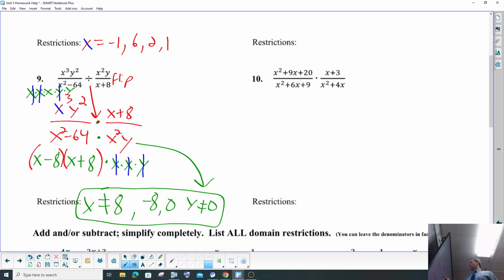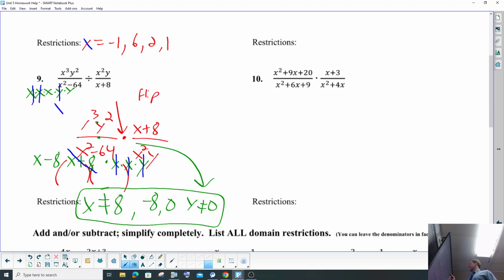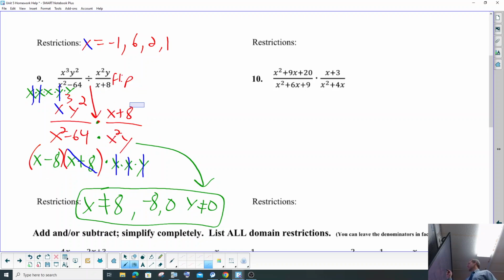So we also have an x plus 8 that cancels. Okay, so what do we have left on the top? Because a lot of stuff canceled, right? We have an x and a y on the top, all over, and then what do we have on the bottom? Everything canceled except for the x minus 8.